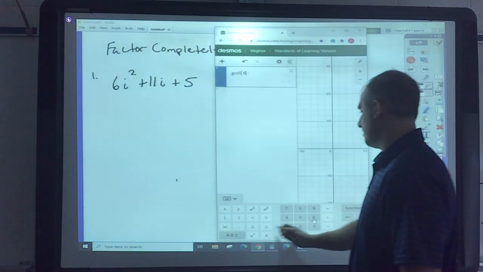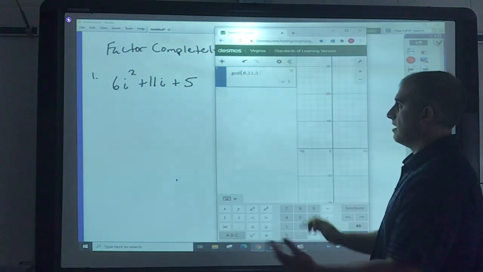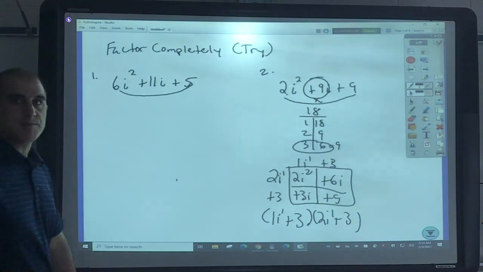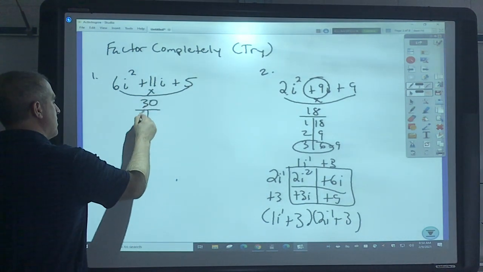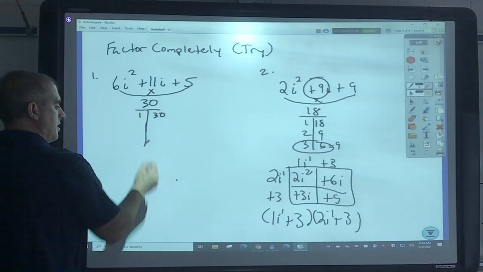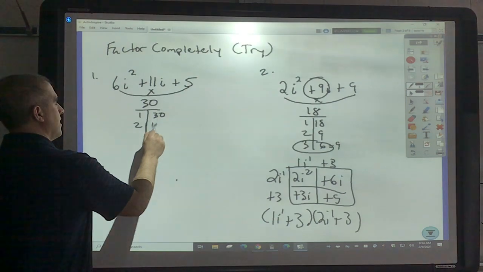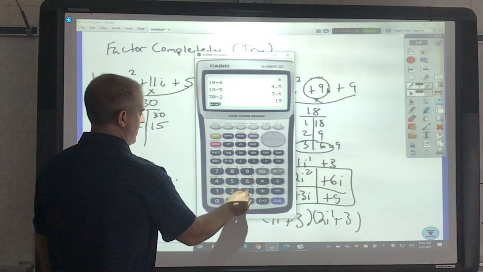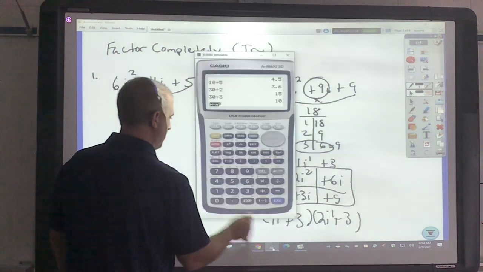Okay, I got 6, 11, 5. The GCF is 1, so I can't really do anything. They don't all have a letter. 6 times 5 would be 30. Let's go factors of 30. We know 1 and 30. 30 divided by 2, 2 and 15. 30 divided by 3, 3 and 10. Getting closer together.